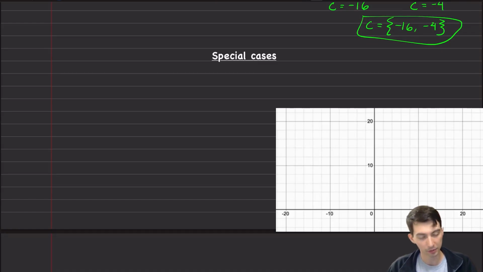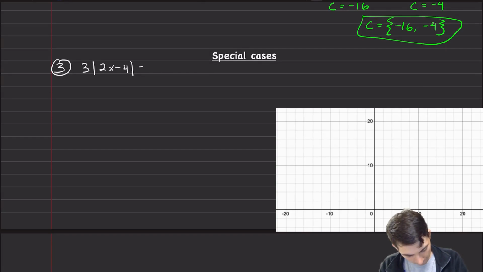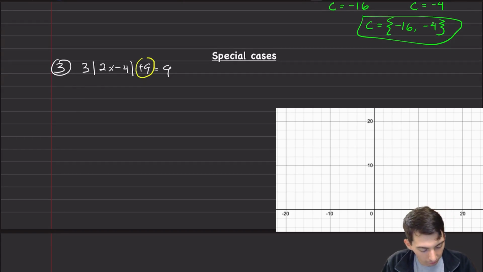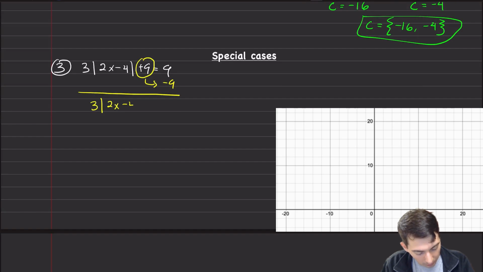Now let's talk about some special cases whenever we're solving absolute value equations. So our next example will be this. So let's keep doing what we have been doing and try and get the absolute value by itself. So first I'm going to take this positive 9 and move it to the other side, since I'm moving whatever is adding or subtracting first. So I get 3 times the absolute value of 2x minus 4 is equal to 9 minus 9 is 0.